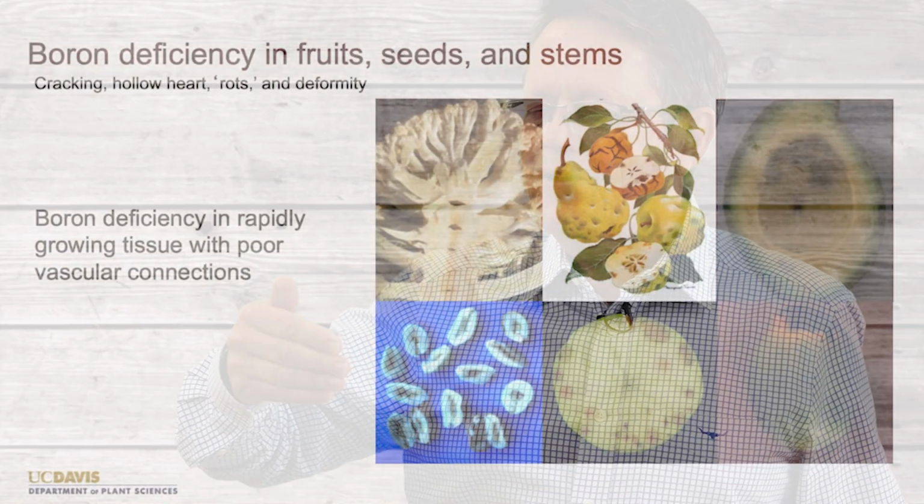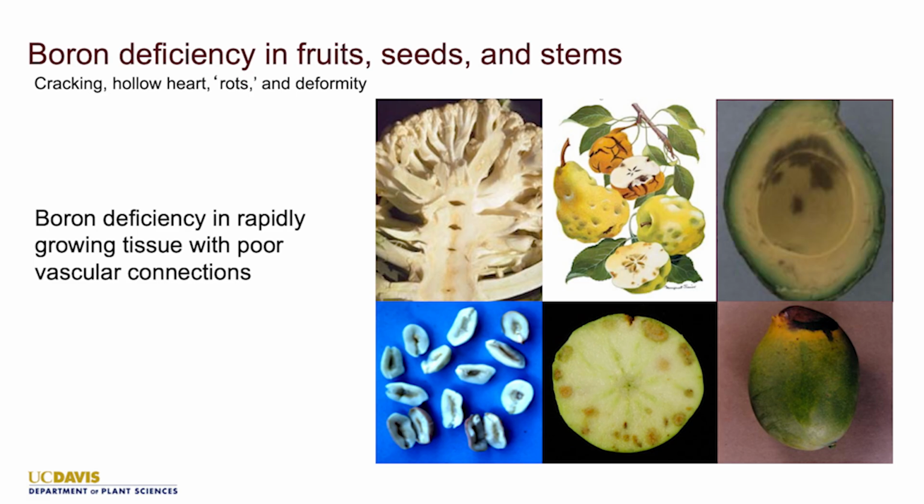Now, I want to finish up. I know I've had a lot of slides in this particular section, but we'll finish up with this one because it also illustrates some important principles. And this is the effect of boron deficiency on fruit and on tubers. Classic old images here from cauliflower, from apples, from mangoes, from peanuts.